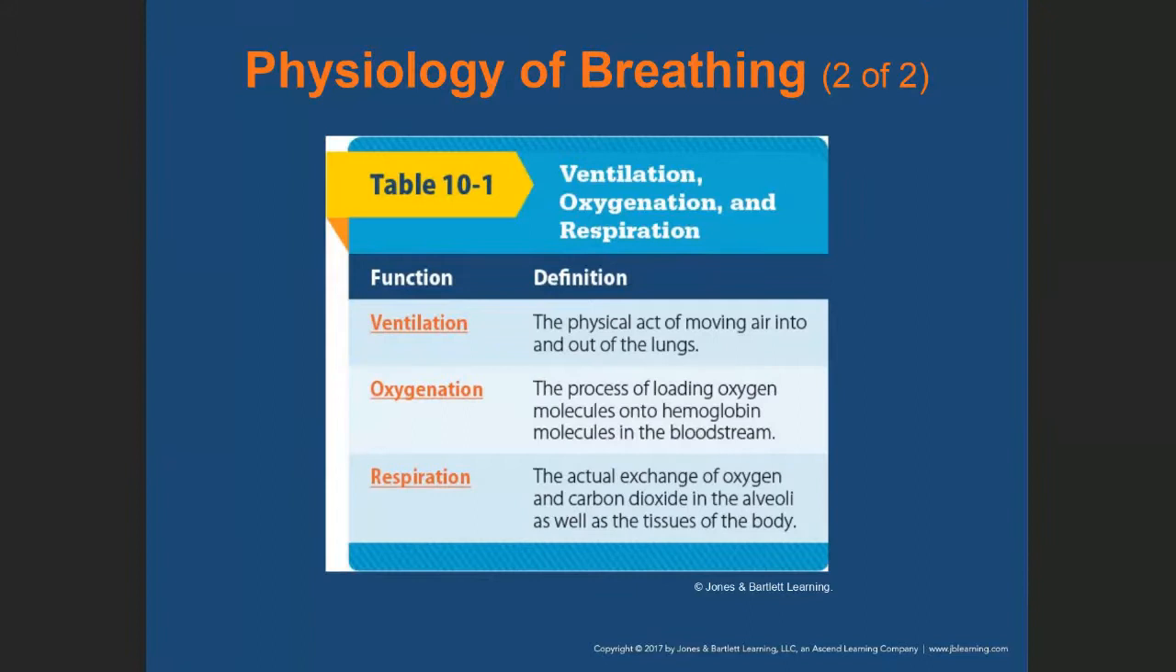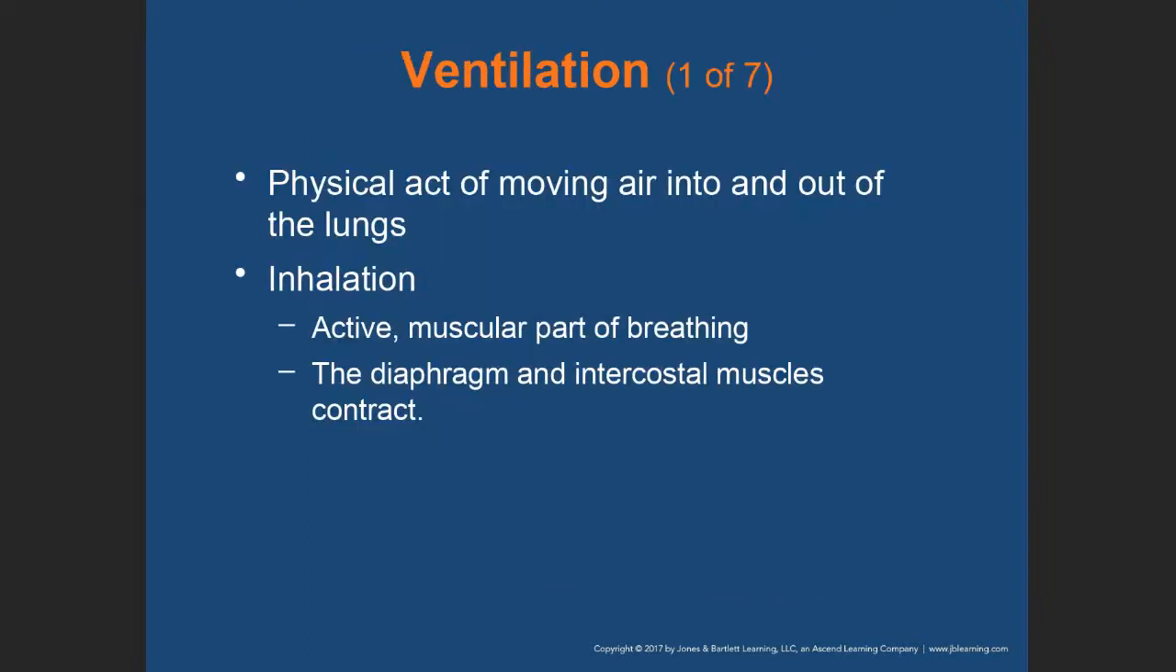So we have external respiration and internal respiration, or pulmonary respiration and cellular respiration. So ventilation, the physical act of moving air into and out of the lungs. It is active, so muscles contract during this phase, and that would be the diaphragm and intercostal muscles. The diaphragm, when it contracts, it flattens out. The intercostal muscles will pull the rib cage up and out.